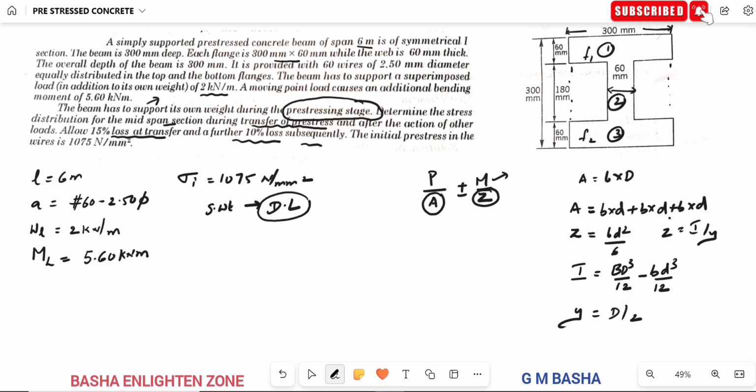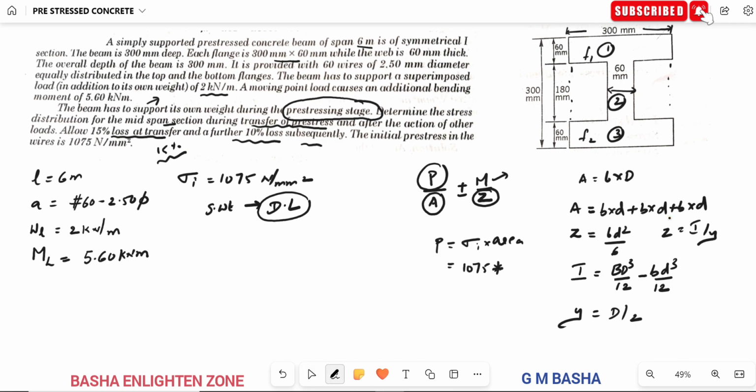For that we have to find out the stress distribution at the midspan section during transfer of prestress. The transfer of prestress will be around 15%. First we have to find out this transfer of prestress for 15%. Again we have to include this 10% loss. So you can follow how I will do it one by one clearly. And again how we have to find out this P value. In the last problem, the P value was given directly as 960, which is the prestressing force exactly along the centroidal axis. But here the P value will not be given. We know force will be equal to stress into area. So the initial stress will be given around 1075.